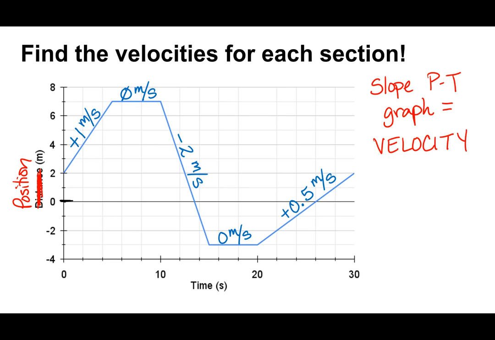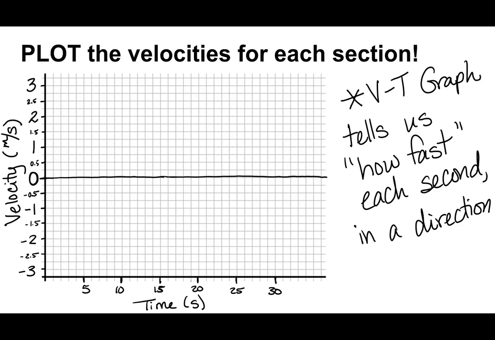All right, in this first segment, from 0 to 5 seconds, we went positive 1. Now, since it's a straight line right here, we know that it is a constant 1 meter per second from 0 to 5 seconds. Now that this y-axis is velocity, from 0 to 5 seconds, we will be going 1 meter per second. Remember, this tells us how fast each second.